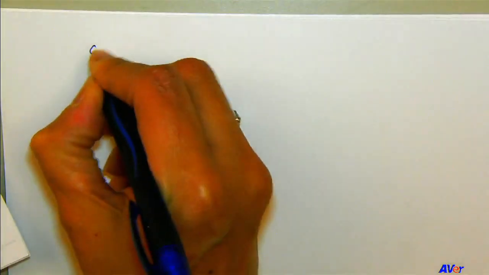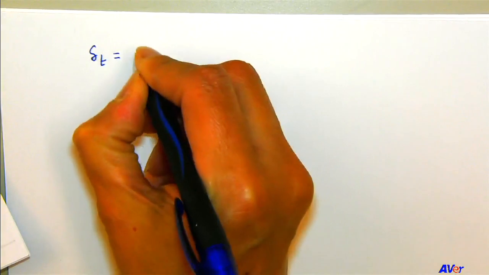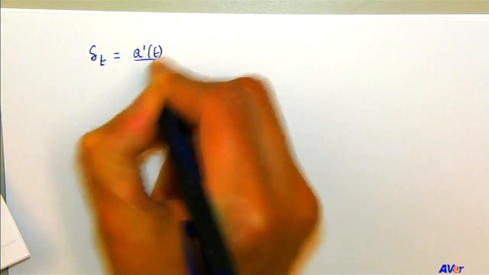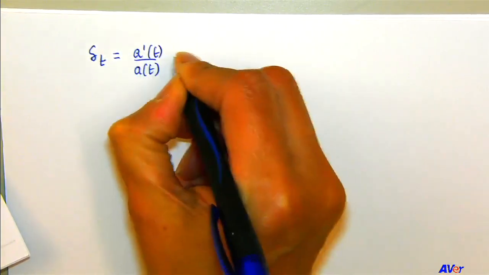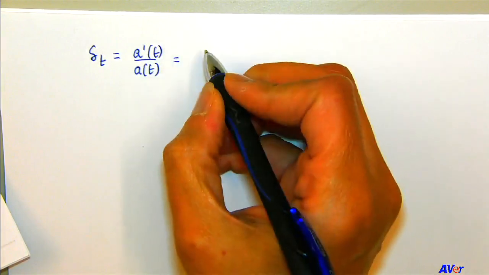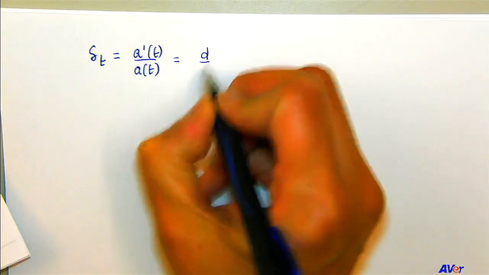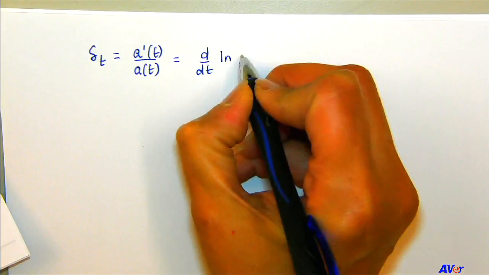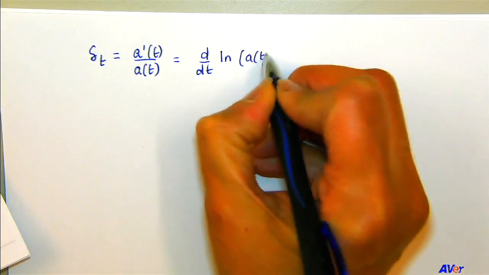Okay, so the first thing I want to do is recap what I did very, very quickly. I had said last time that delta of t is equal to a prime of t over a of t, and it's also equal to d/dt of ln of a of t.